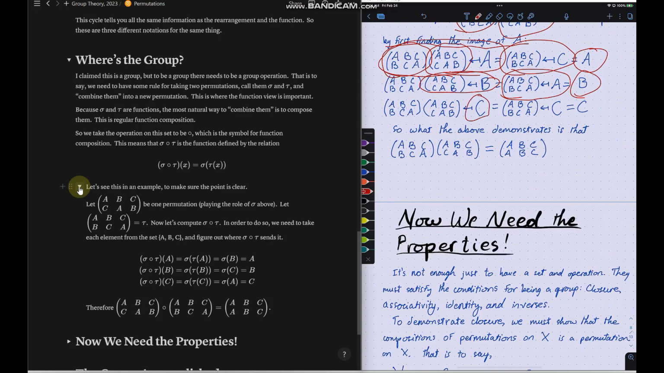Finally, we pass in C. The first table sends C to, sorry, this should be a B, sends C to B, and then this table sends B to C, so at the end, the result is C. So what the above demonstrates is that this product of tables is equal to the permutation which sends A to A, B to B, and C to C.